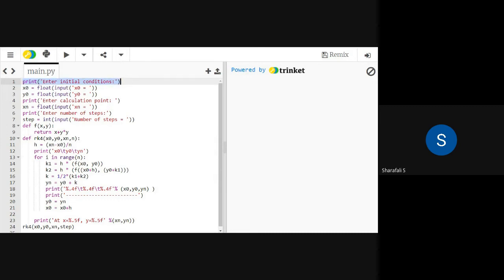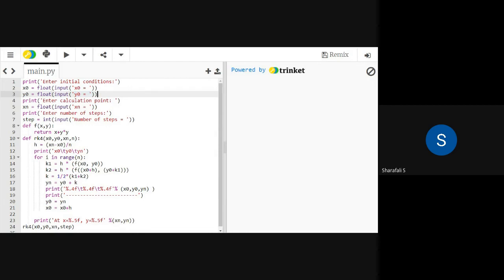So to understand what is required, you can just write these two instructions: x0 equal to float input x0, and y0 equal to float input y0. Whatever value you give for x0 will be taken as this x0 value. That is the input method, as you know. It will ask me what x0 equals and what y0 equals, which are obviously my initial conditions.